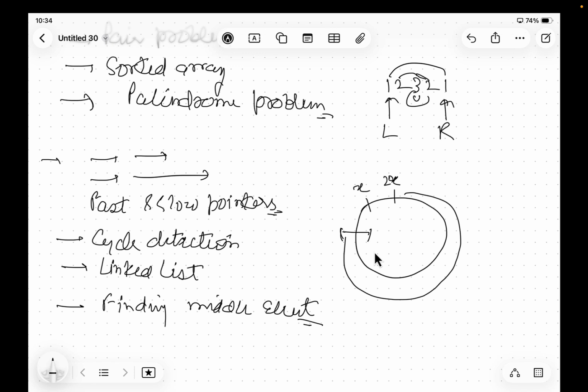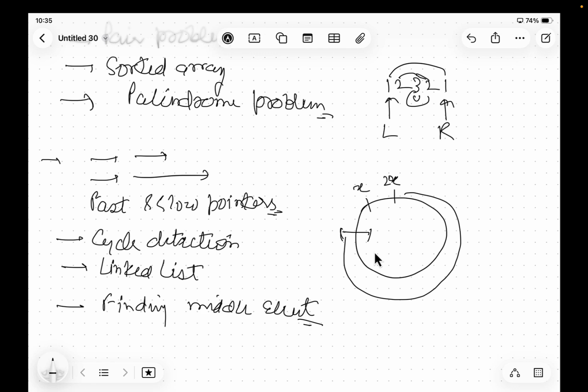A very important point you should note: two pointers is not about the pointers. Don't think of some pointer, something. No, it's about controlling the movement in the data. So these are the two positions. When I'm saying two pointers, we are talking about two positions.